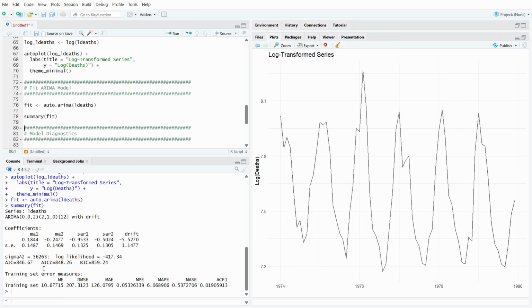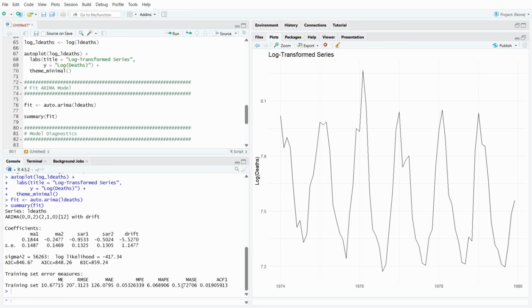Finally, we look at how well the model performs on the data it was trained on. ME, mean error, approximately 10.7. Very close to 0 implies little systematic bias. RMSE, approximately 207. On average, predictions differ from actual values by about 200 deaths. MAE, approximately 126. The average absolute error is about 126 deaths. MAPE, approximately 6%. Predictions are off by about 6% on average.